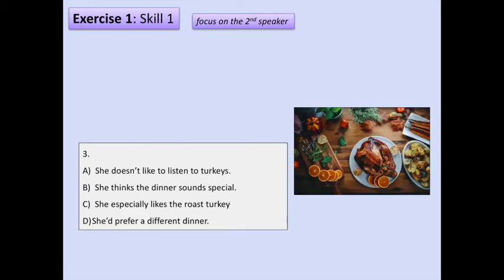Number 3. The dinner special is roast turkey with mashed potatoes and gravy and apple pie for dessert. That doesn't sound good to me. What does the woman mean?